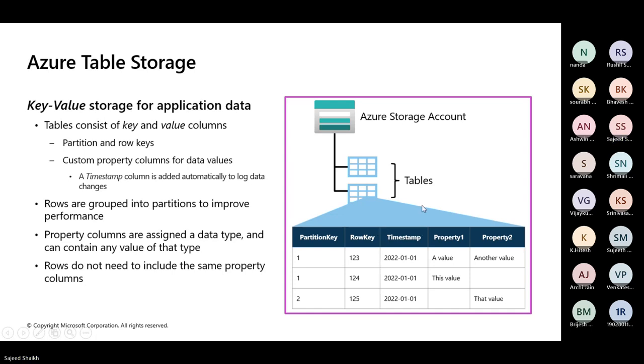So this is what Azure Table storage looks like. We have got a partition key and a row key, timestamp, and the properties and the data. So whatever is here is grouped together with the help of the partition key. So all the ones, twos and threes will be grouped together.